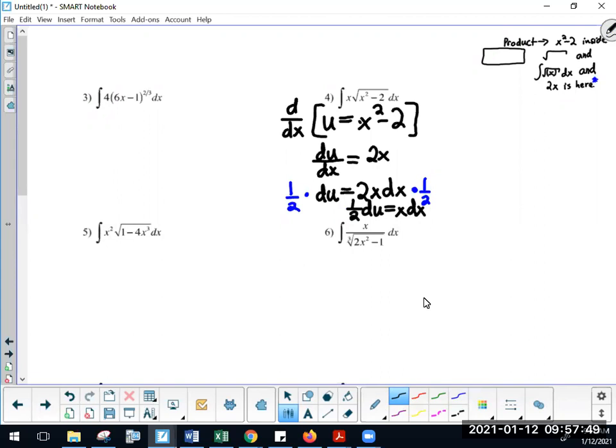So let me back up, recapitulate. I've declared, using this idea of an inside function, u is going to be x squared minus 2. That means I'm going to substitute for x squared minus 2, u. If I take the derivative of this equation with respect to x using implicit differentiation, I get du dx. On the right side, I get 2x minus 0.